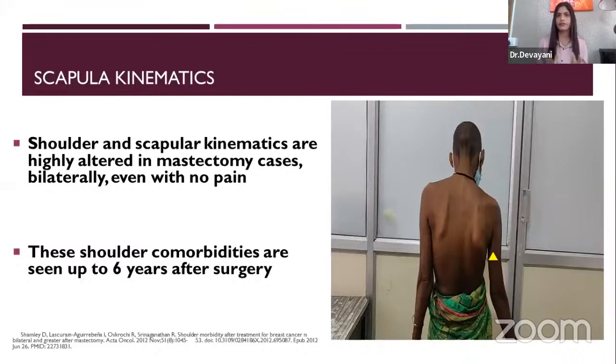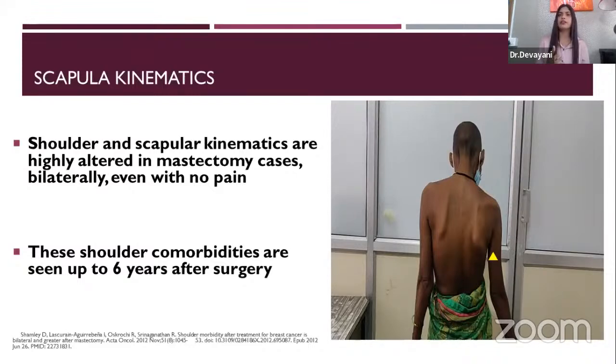The shoulder comorbidities are seen up to 6 years after surgery. See, this is very different from any kind of orthopedic surgery related to the shoulder joint, because the comorbidities following orthopedic surgeries of the shoulder joint have a span of around 12 to 24 months. But here, it's seen for 6 years as well. So even if the patient is in remission, not having cancer now, she can still have these kinds of shoulder and scapular dysfunctions.